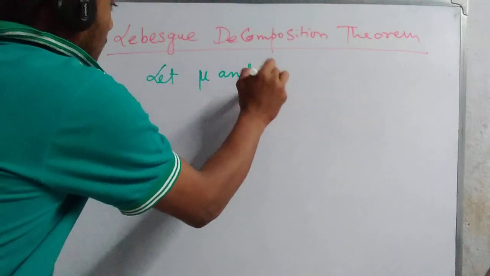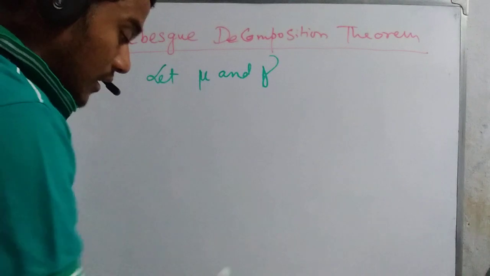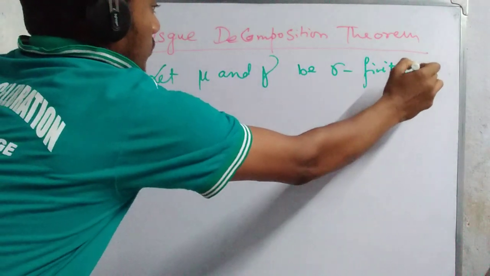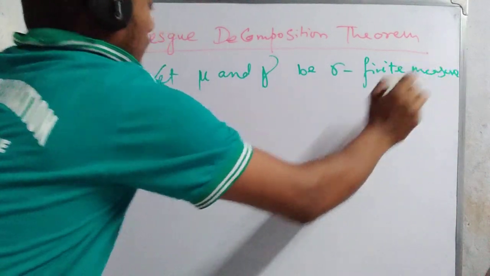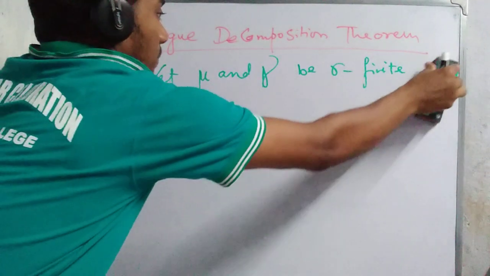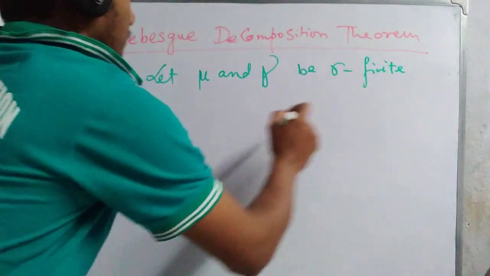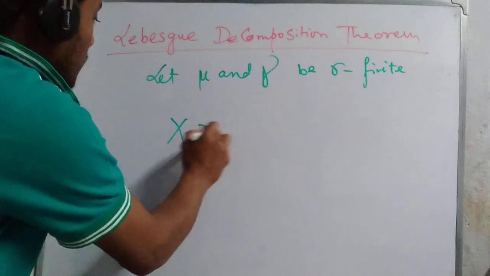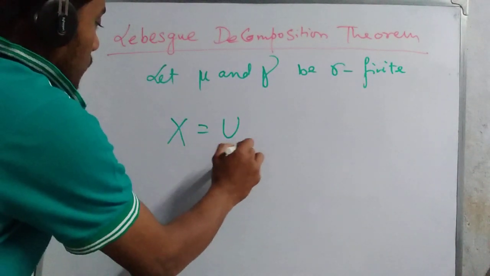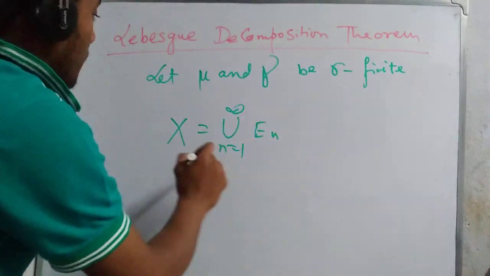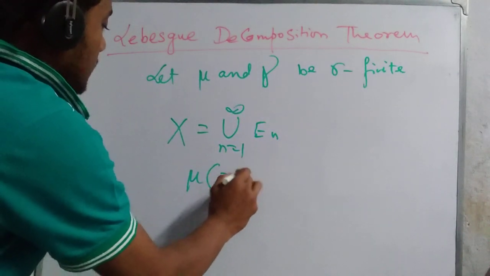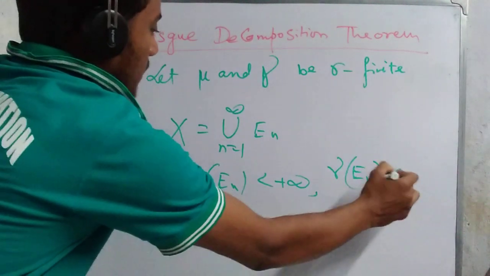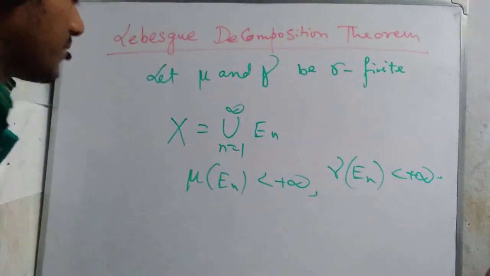Let mu and gamma be sigma finite measures. We know what a sigma finite measure is: if we write X equal to the union of E_n, n equal to 1 to infinity, then obviously mu of E_n is less than plus infinity, and obviously gamma of E_n is less than plus infinity. This is the sigma finite measure.